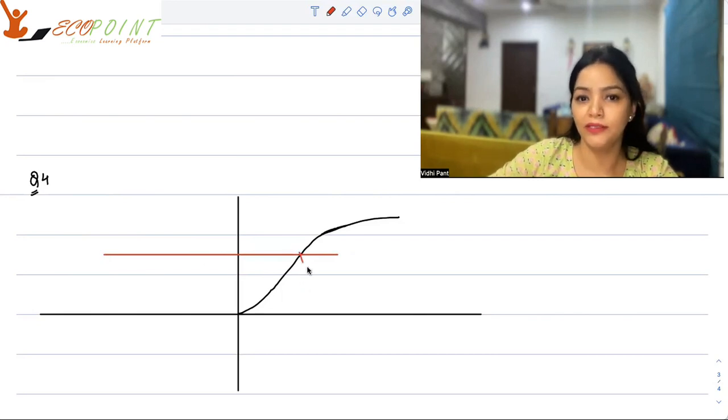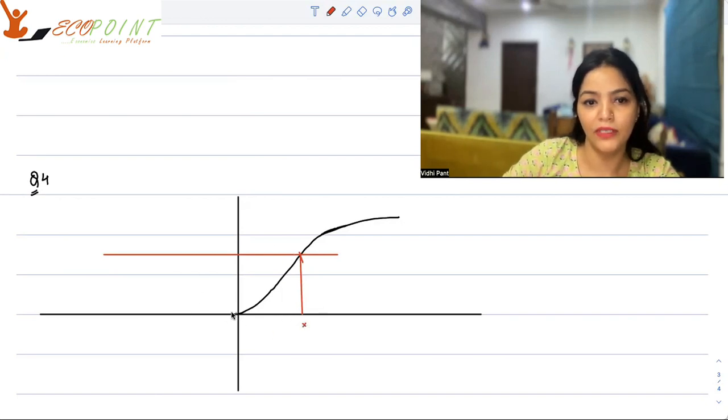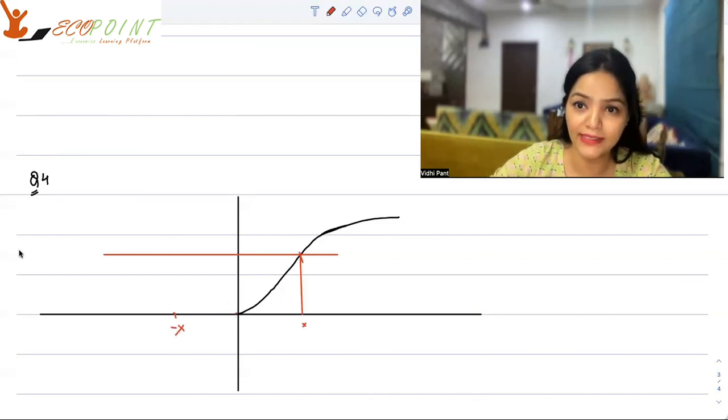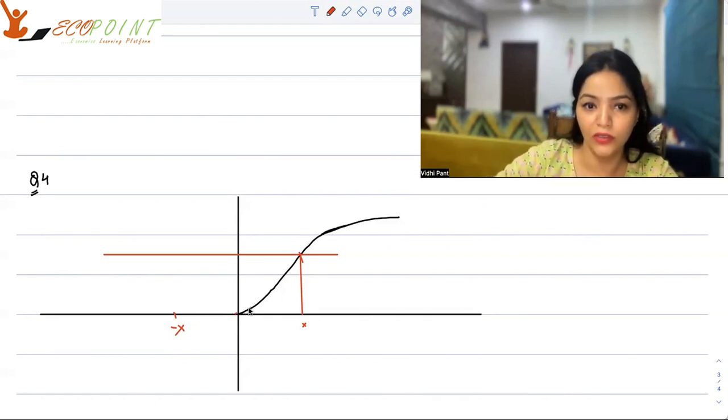If that will be the scenario, then suppose this is some particular value. Say this is x. And if we go exactly this much here, this will be minus x. So what do I require? I require the graph has to be like a replica on this side because the values have to match. So if you're this much here, you're going to be this much vertically here also, and so on and so forth.